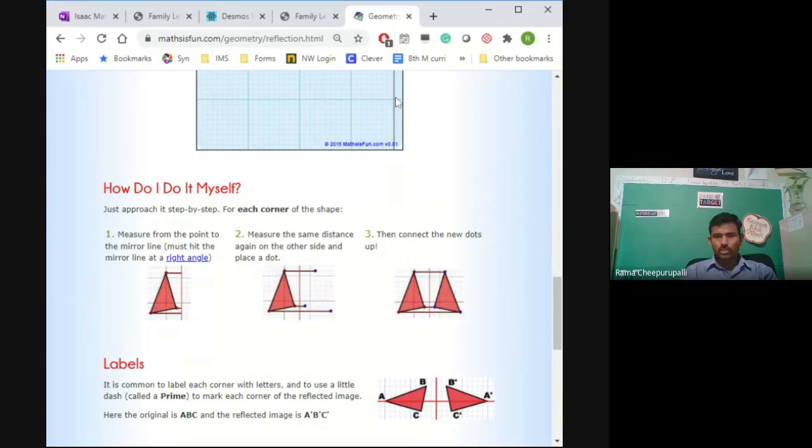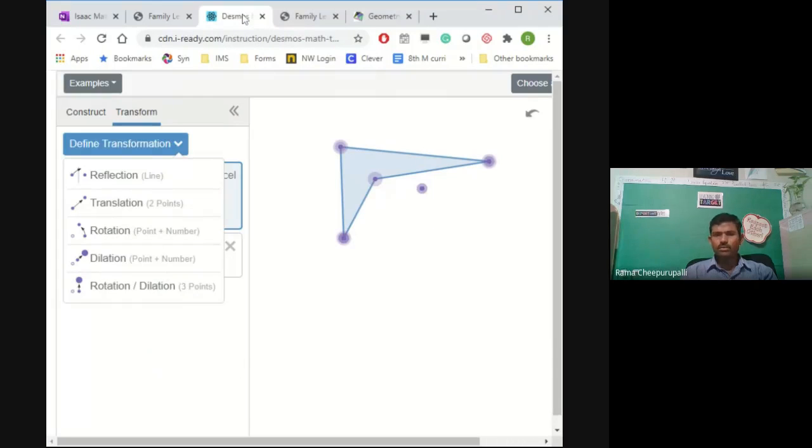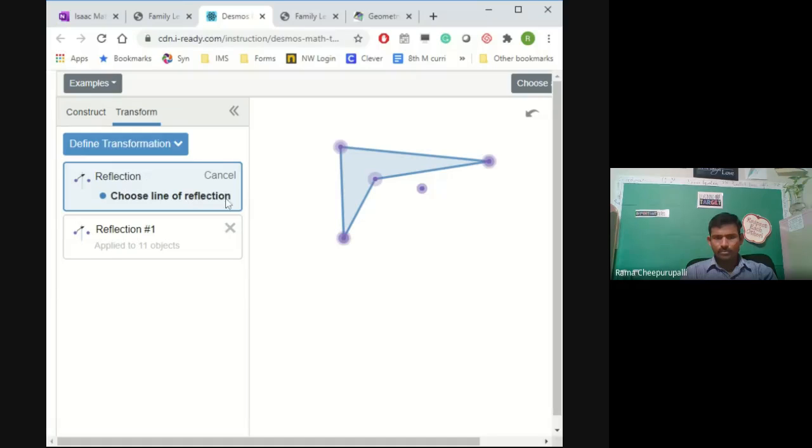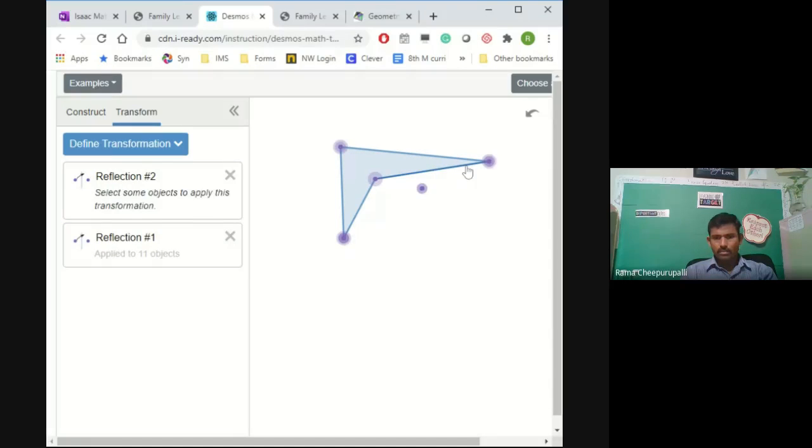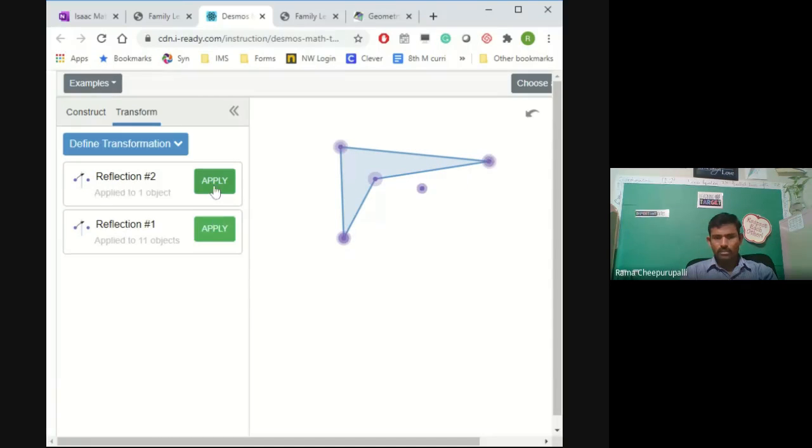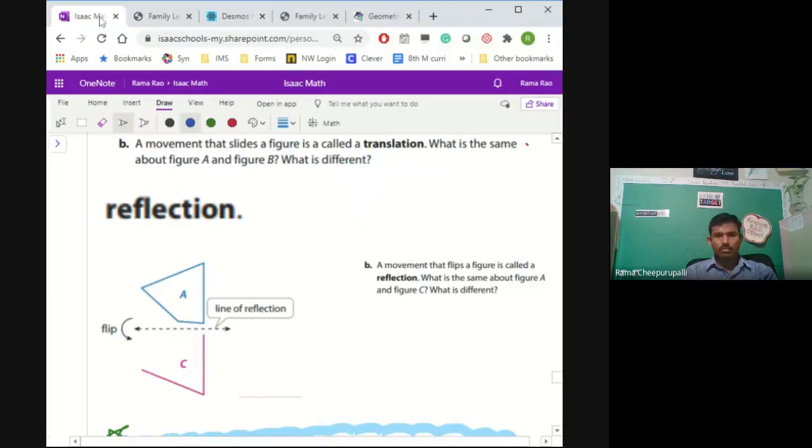So I am going to show you one more. Hope you guys understand what a reflection means. So that's what's important to us. Let's see if I can reflect it. It doesn't reflect anything for me. That's okay. I'll go back here.